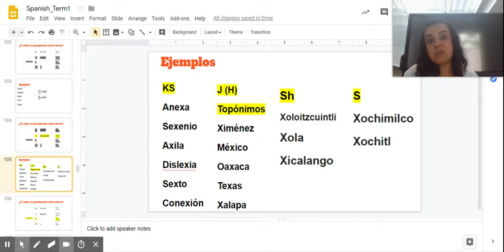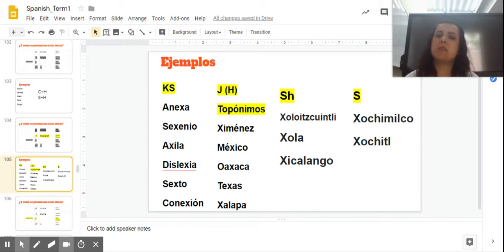For example, for us, Xoloitzcuintli in Mexico, that's a very common word because it's a dog. It's a type of dog, how do you say, like a raza del perro. Xochimilco, it's a place in Mexico. Xola, it's a place in Mexico. Oaxaca, it's a state. México, well, it's the country. So you see what I mean, right?